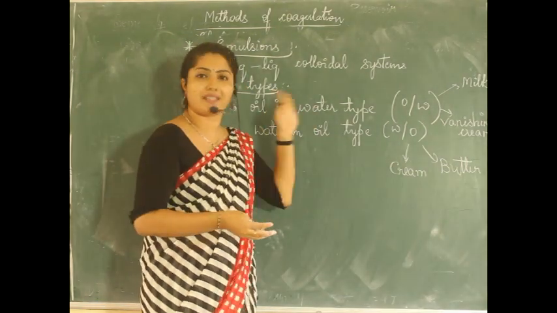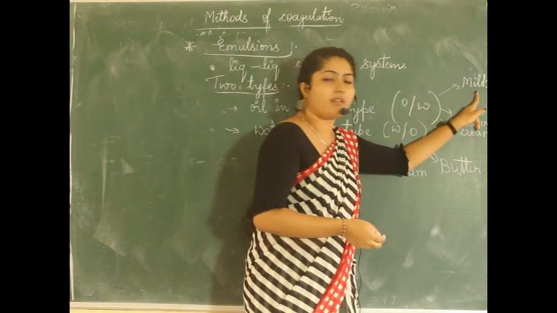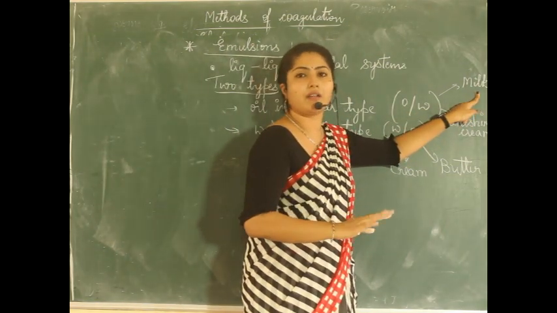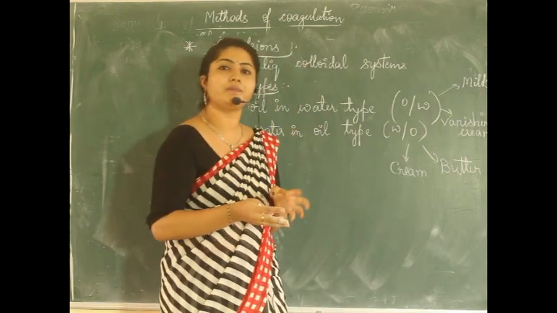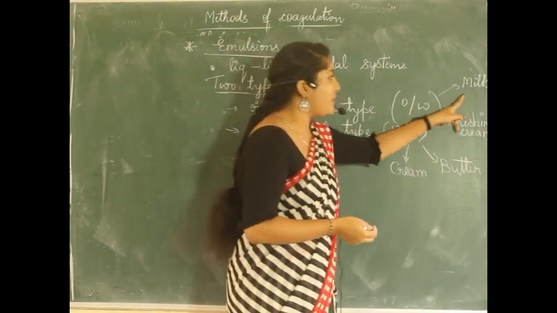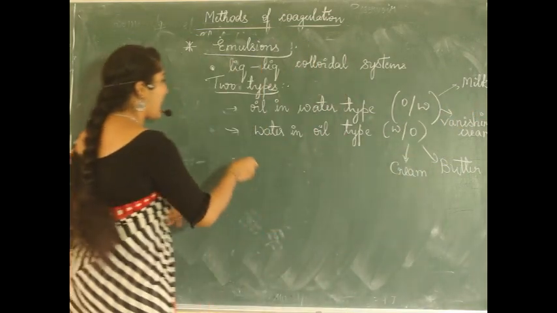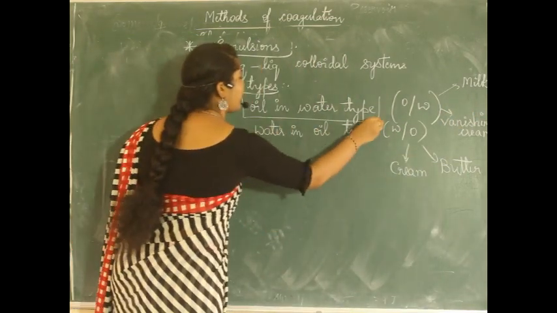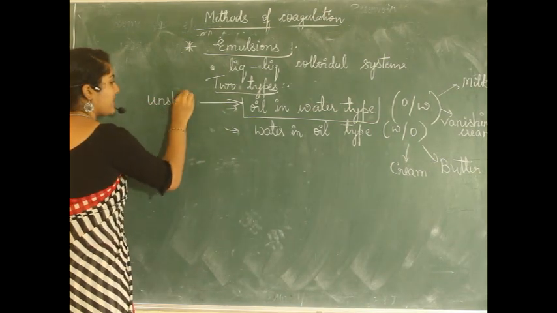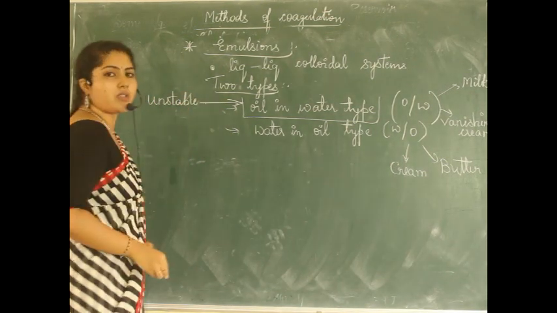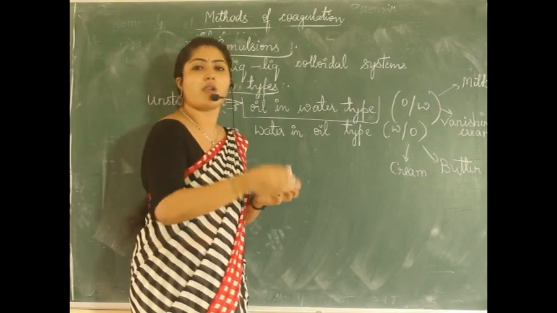So now what we need to know is that oil in water type of emulsions are usually unstable. You know, after a long time, what happens to milk? Curdling of milk takes place. Yes, milk gets converted into curd. So that means these are unstable. Which type of emulsions are unstable? Oil in water type of emulsions are unstable. So you cannot store them for a long time.